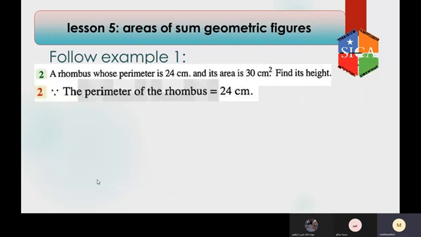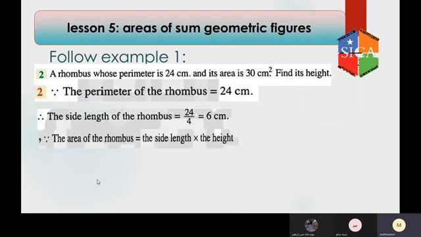The perimeter equals 24. Then the side length equals 24 divided by 4, which is 6. The area of the rhombus equals side length times height. Then 30 equals 6 times the height. Then the height will equal 30 divided by 6, which equals 5 centimeters.